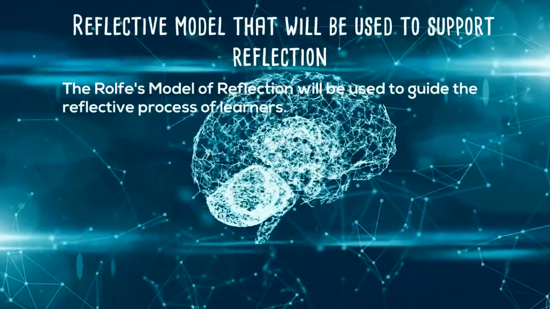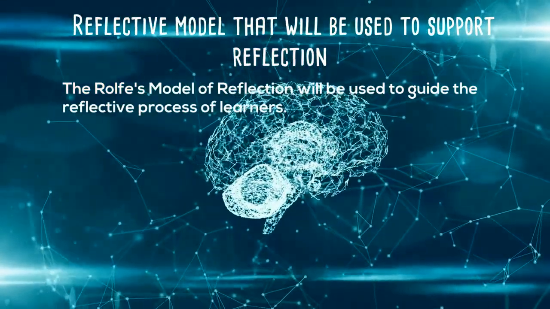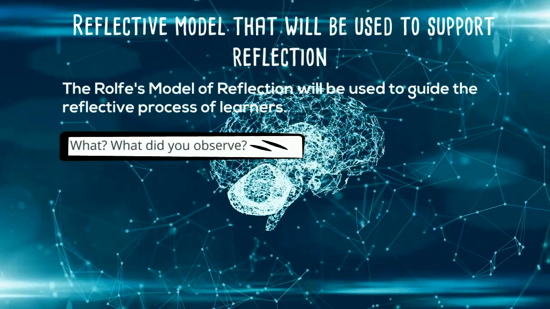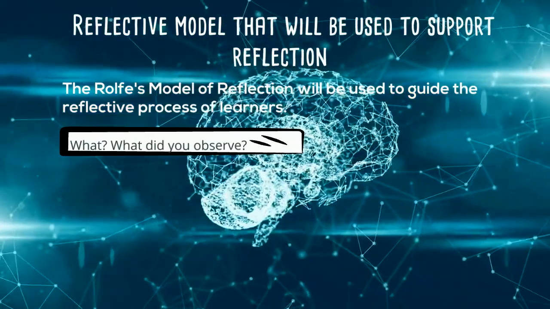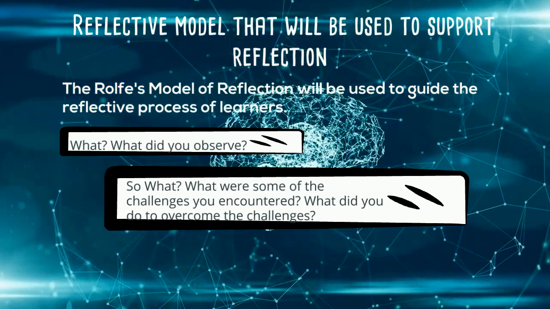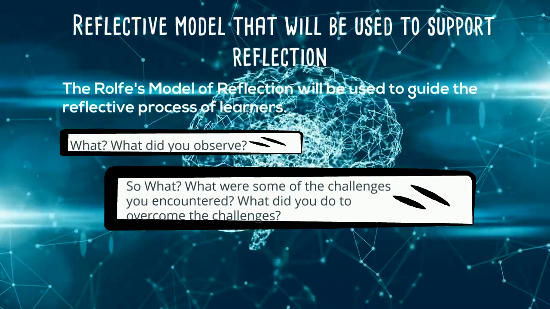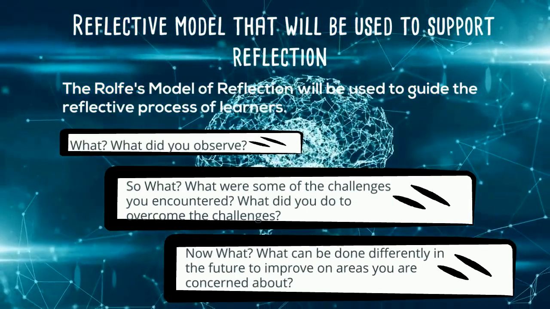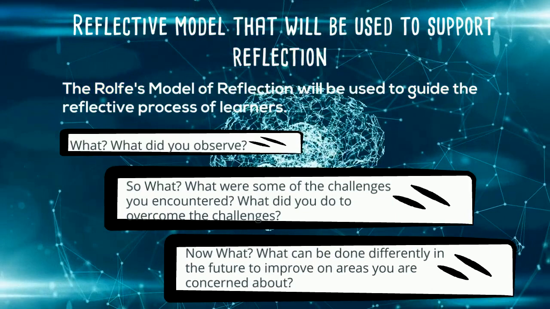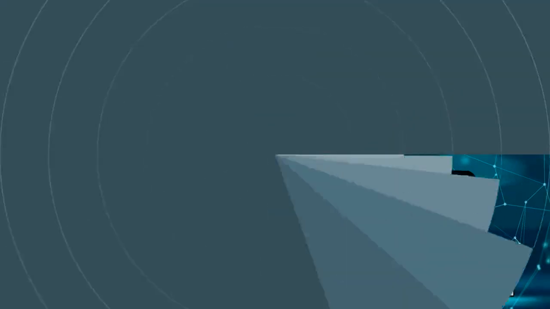The Wolf's model of reflection will be used to guide the reflective process of learners as they navigate the learning activities. For the what, they will focus on the observations they made as they engage in the learning task. For the so what, they will focus on the challenges they encountered while doing the task and how they overcame them. And for the now what, they can focus on what they can do differently in the future to improve on errors they are concerned about.